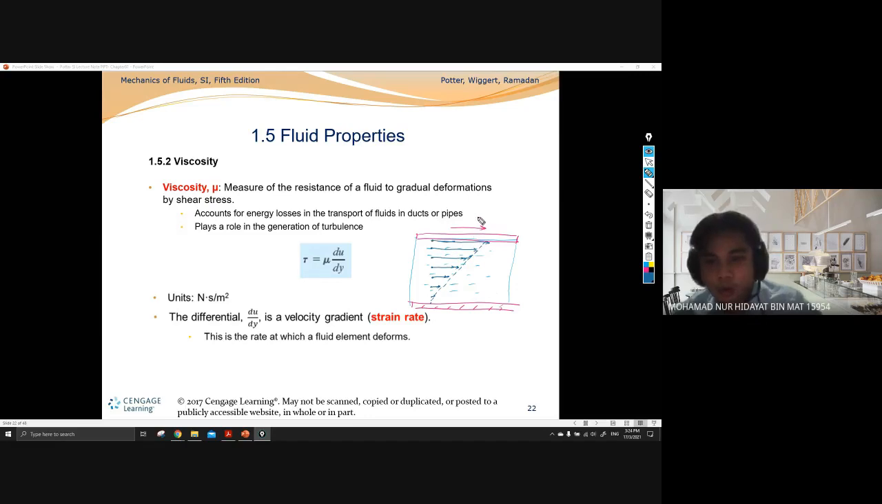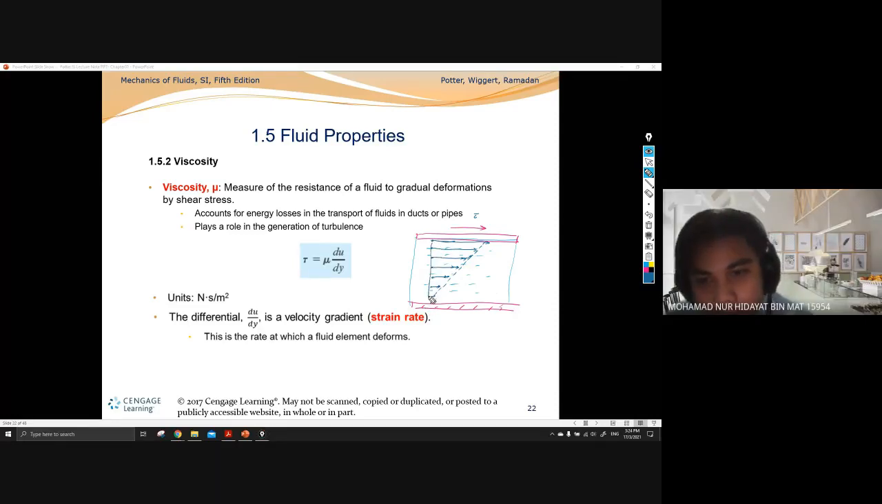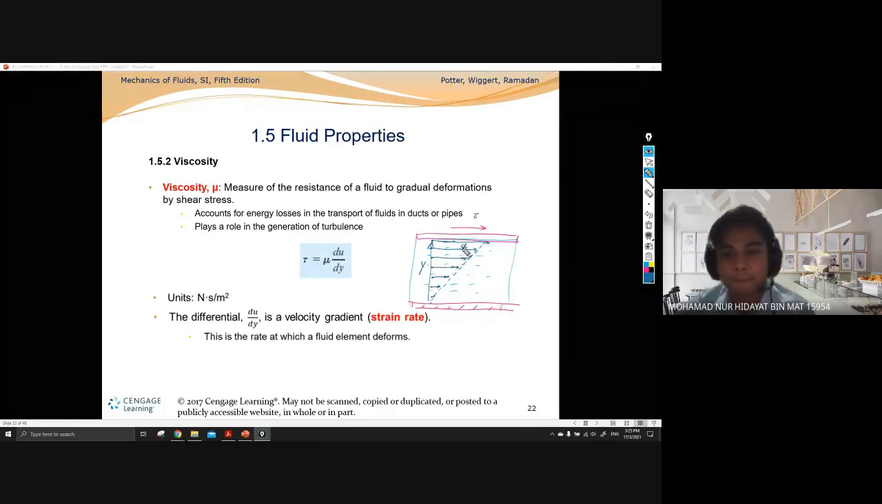When we apply more shear stress, what do you think of the velocity? It will increase. Okay, the velocity will increase. So look at here. This is the elevation, the height from the bottom of the plate towards the top of the plate, which we call y. And then the particle moving from here to here, we call u, the velocity. Clear about this? Yes, sir. So this is u, this is y.